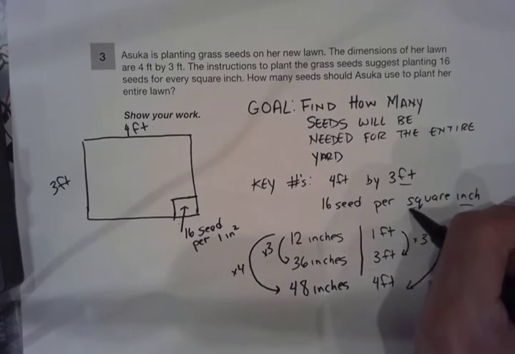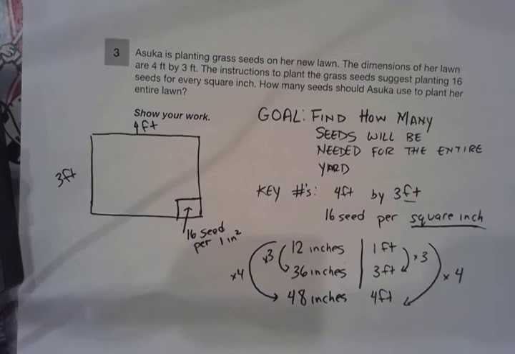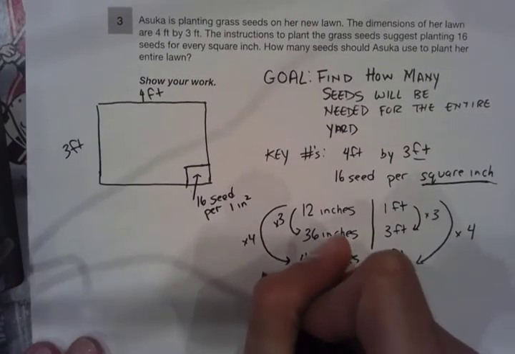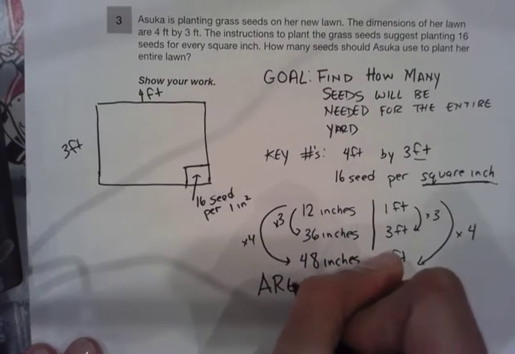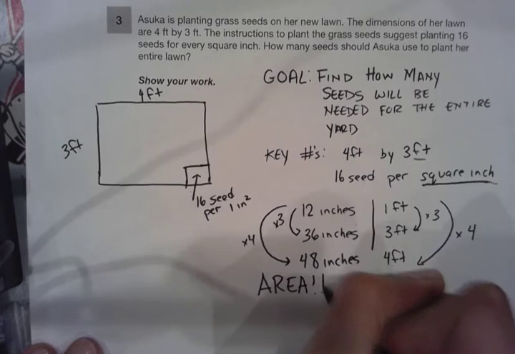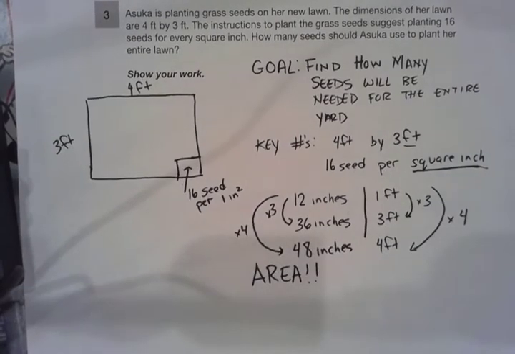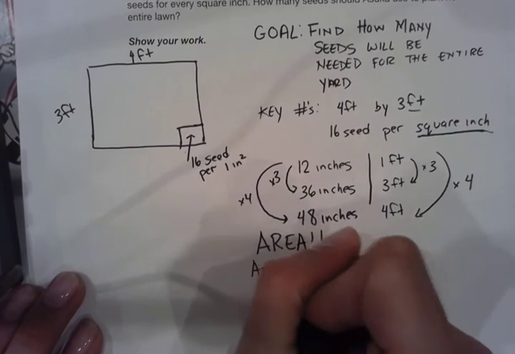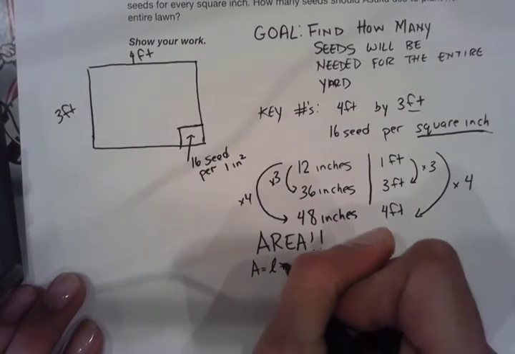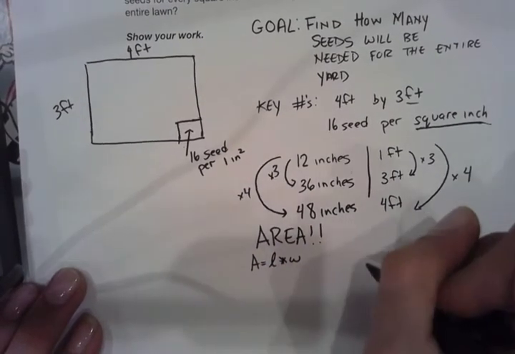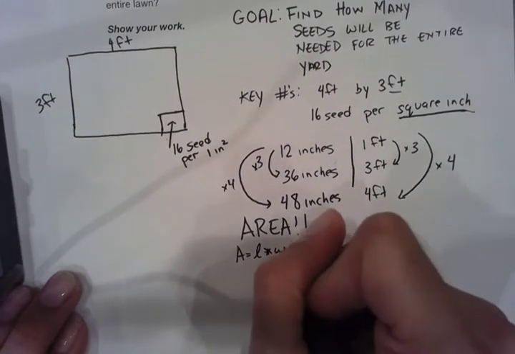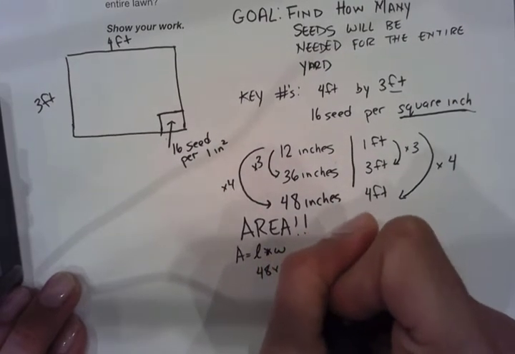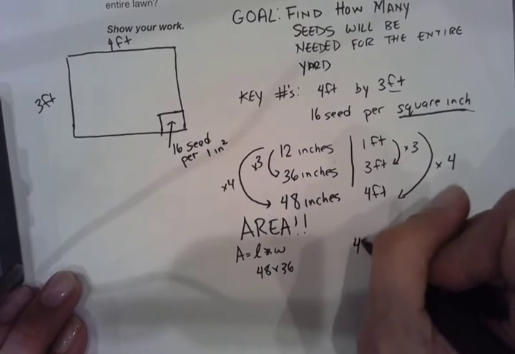I see square inches. What do you think of when you think of square inches? Area. So now we must find the area of our lawn. And we know to find area, length times width. So we're going to be doing 48 times 36 inches. So let's set up our standard algorithm.